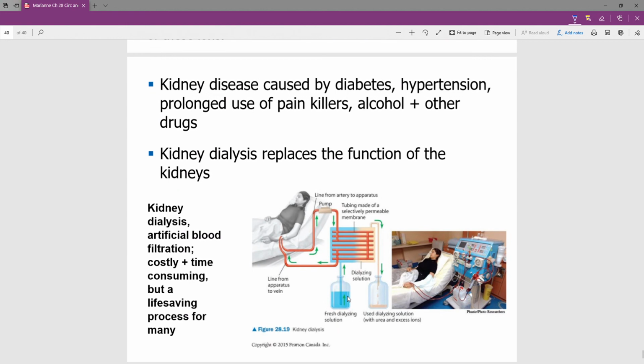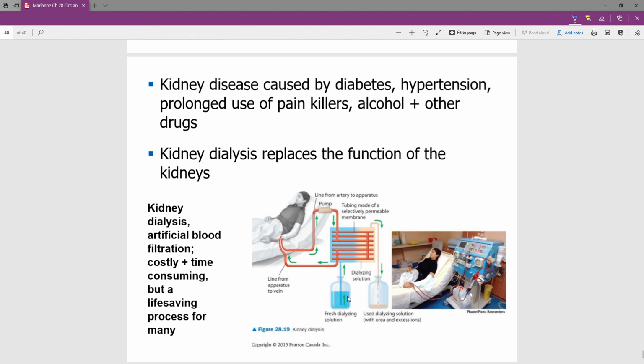If your kidneys don't work, it can have pretty drastic effects on your health. Kidney disease can be caused by the interrelation of all of the systems. We study these systems more or less on their own, but it's how they all come together that usually gives a better understanding of our health. Diabetes, high blood pressure, use of painkillers, and alcohol can lead to kidney damage. If your kidneys are damaged, they're not going to function properly, and kidney dialysis is what replaces the function of kidneys if they are not functioning.